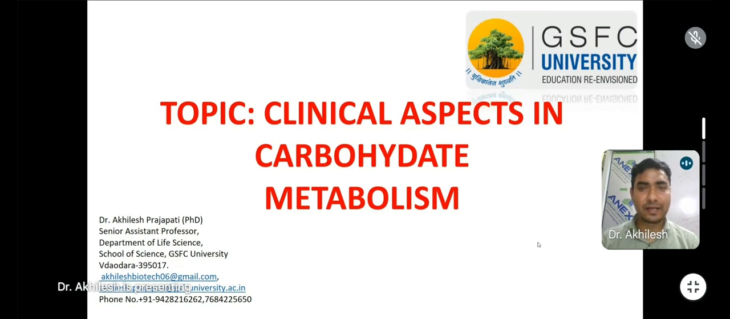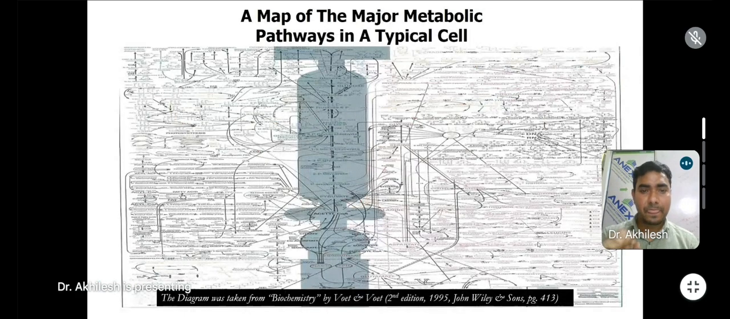Let's discuss carbohydrate metabolism. This slide I took from a very good book, White and White. You can see, straightforwardly, metabolism itself is a very complex, continuous reaction in each and every cell of the body, and one after another things are going on just for one purpose, that is energy.